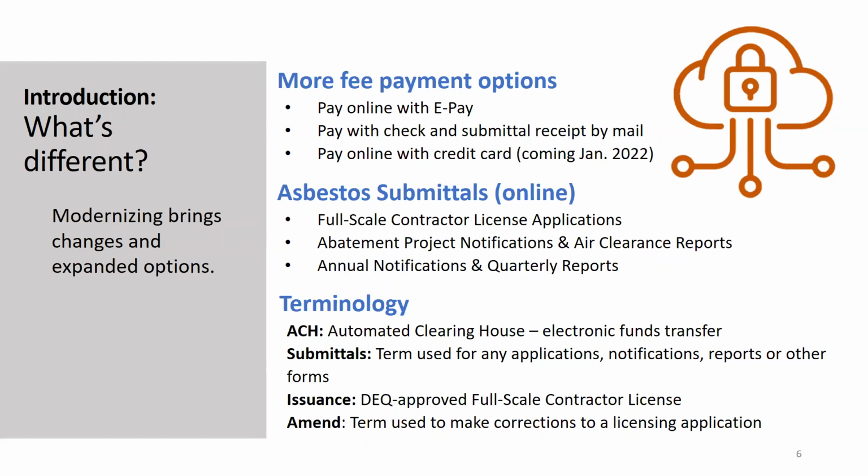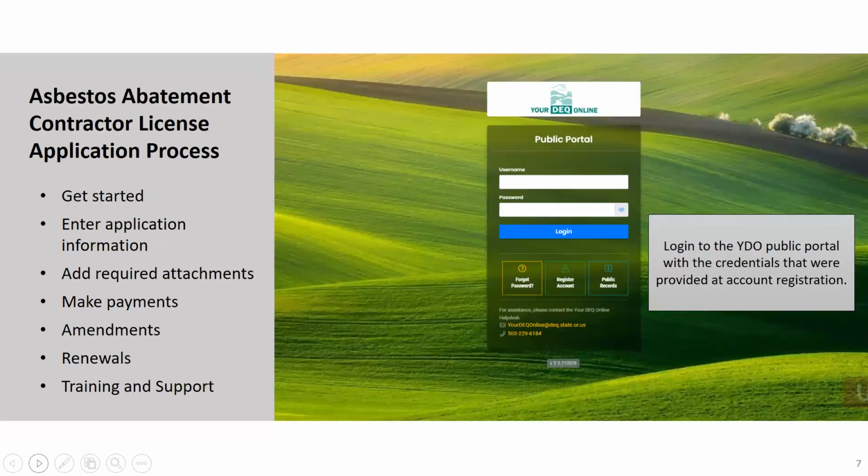Issuance, this is something that DEQ provides to the customer, to the participant, to the applicant. An example is the DEQ approved full-scale contractor license. Amend, of course, this may already be common knowledge, but amend is the term that we're using to make corrections to a licensing application. So that just gives you a little idea of some of the terminology that you'll come across, to make sure that people understand where we're headed with it. Let's go to the next slide. And I think I'm handing this back to you.